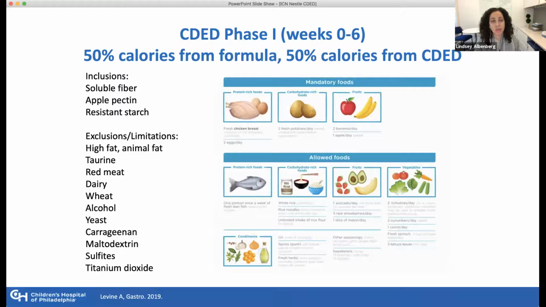The first phase is weeks 0 to 6, and the diet excludes or limits animal fat, taurine, red meat, dairy, wheat, alcohol, yeast, the emulsifiers carrageenan and maltodextrin, sulfates and titanium dioxide, and includes a minimum amount of fiber. The diet consists of mandatory foods like chicken, eggs, white potatoes for resistant starch, apples for pectin, and bananas for resistant starch. It allows in certain quantities fish, white rice, fruits, veggies, oil, herbs, and spices.